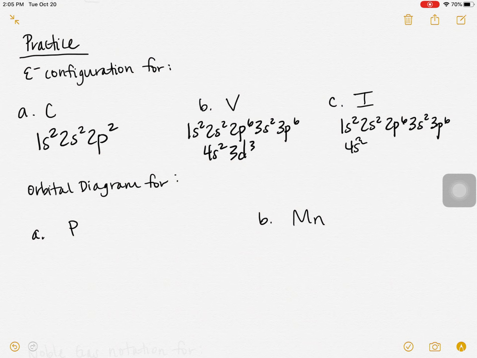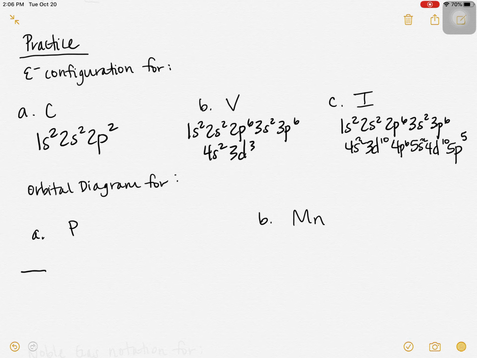4s2, 3d10, 4p6, 5s2, 4d10, 5p, what is that, 5p5. Whew. That's a long electron configuration, and that's when you wish I had asked you for noble gas.